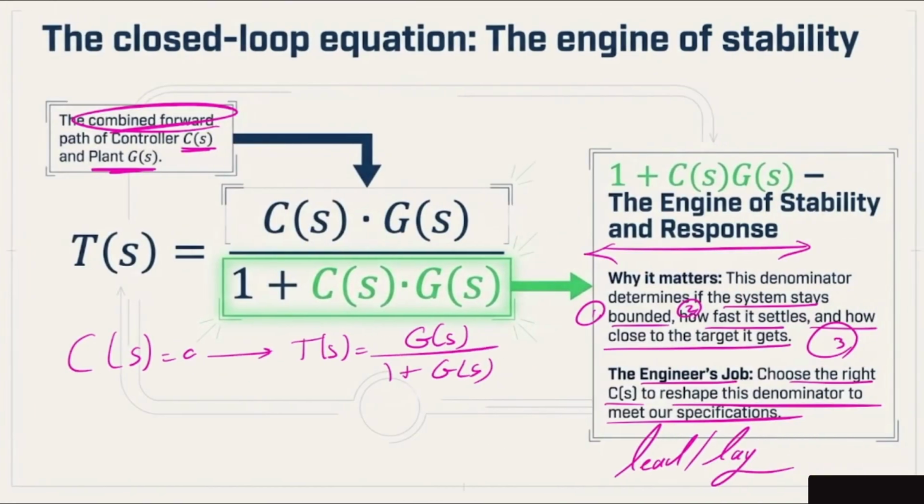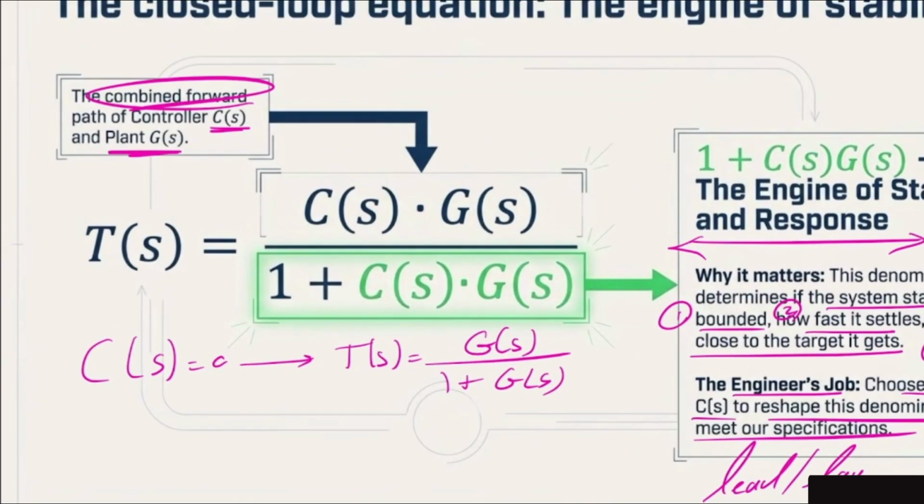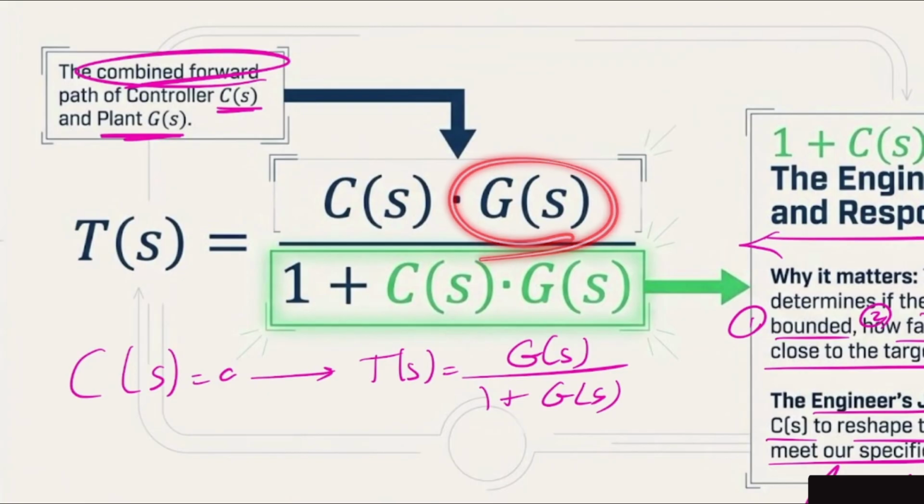So the closed loop equation, the engine of stability, is going to be something like this. We know about G(s), which is whatever equation we had related to our transfer function. But as I just told you, we don't only want to see what happens to the output based on the input. We would like to control it, right? That's why we have C(s). C(s) is going to be your controller.